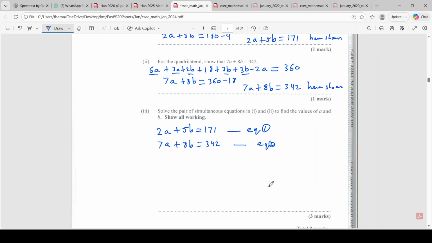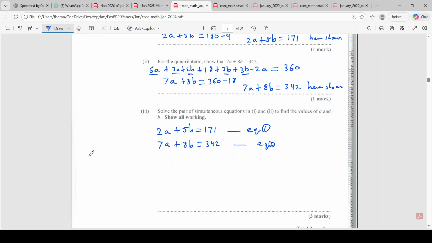Right. So to solve simultaneous equations, we have to see either if the A or the B are the same. They are not the same. The A is different and the B is different from each other. So what we could do is take the coefficient. So I want to make A the same. So if I want to make A the same, I would take the coefficient of the A in the second equation and multiply equation 1 by it. And then take the coefficient of A in the first equation and multiply equation 2 by it. If you want to make B the same, you do the same thing. You take this 8, you multiply by that. You take this 5, you multiply by that.